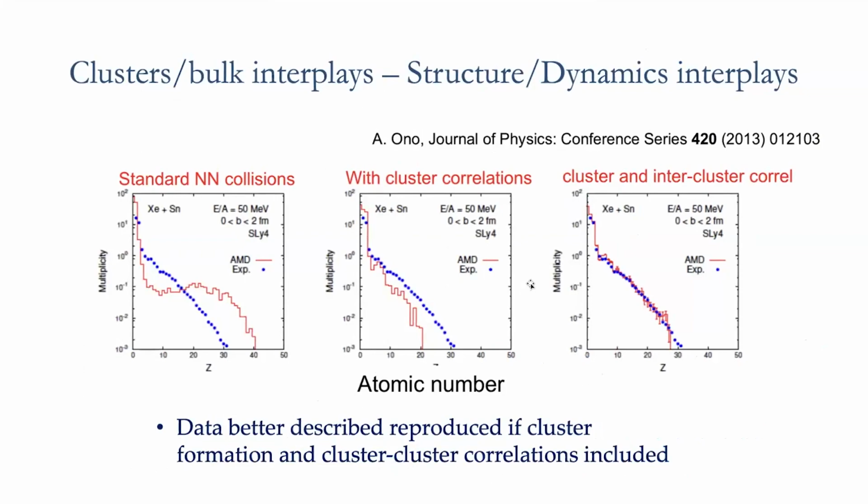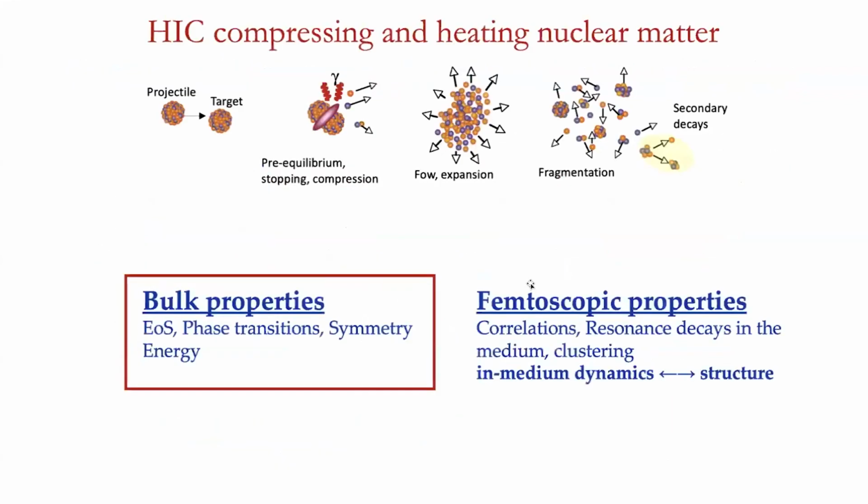And what you see is that if you do not include these cluster formation effects and correlations between these clusters, you cannot reproduce the data. Once you start to include this correlation in your model, you start to improve the reproduction of these general bulk properties of how the system breaks into fragments. So this is just to mention that there is an interlink between these two things, and considering in models the presence of these correlations between light particles is very important.